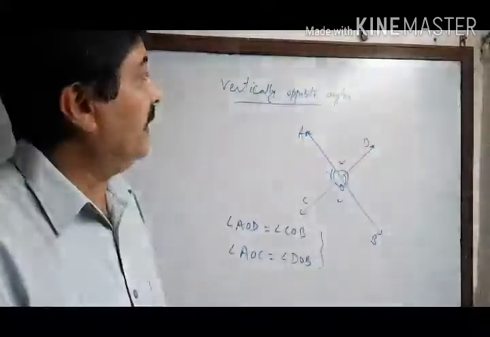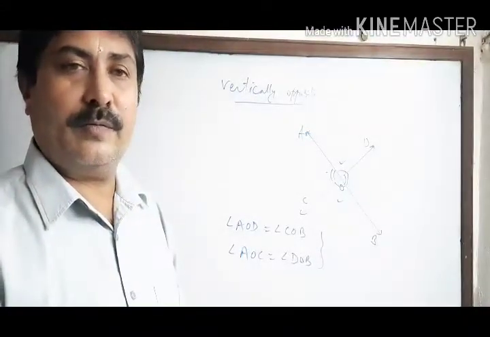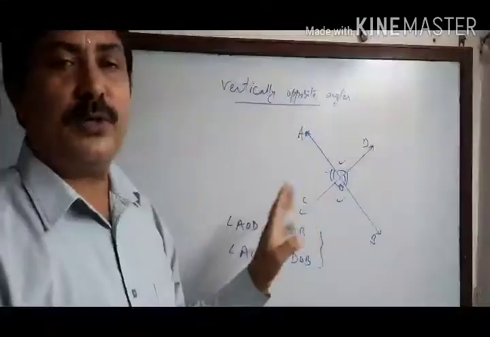Okay, so these were the 3 types of angles we learned: adjacent angles, linear pairs of angles, vertically opposite angles.